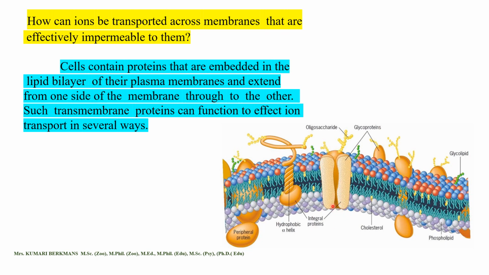You can see here it is extended, and here you can see this also is extended, cut open, so it has a path at the middle. This is also extended, and some parts are embedded in the cell membrane. Such transmembrane proteins can function to effect ion transport. Through this, ion transport takes place in several ways.